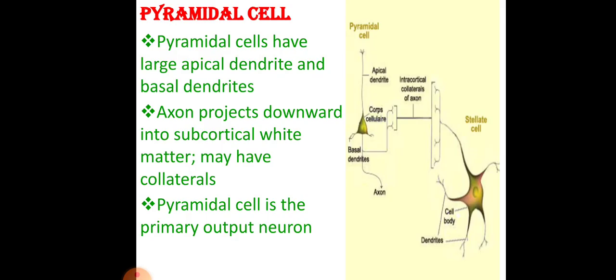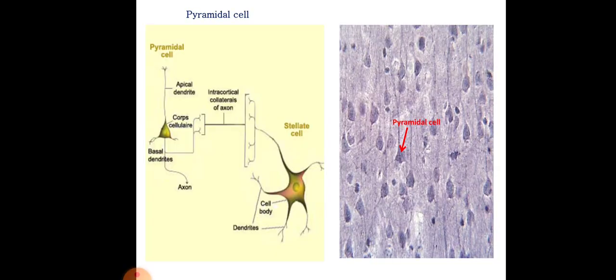This is the histological image of the cerebral cortex. Then here we have the pyramidal cell, which has a large apical dendrite and basal dendrites. The axon projects downwards into the subcortical white matter, which may have collaterals. Pyramidal cell is the primary output neuron in the cerebral cortex. So this is the pyramidal cell. As the name indicates, it is triangular in structure and it has one apical dendrite and an axon.